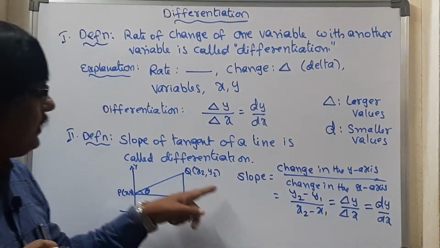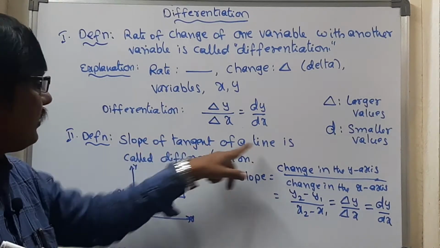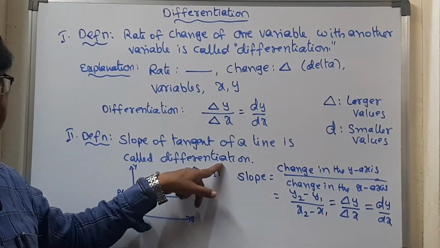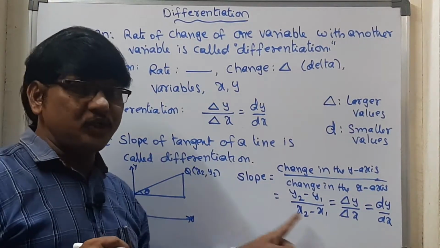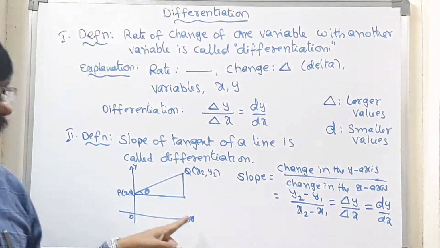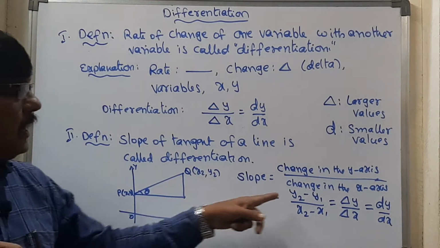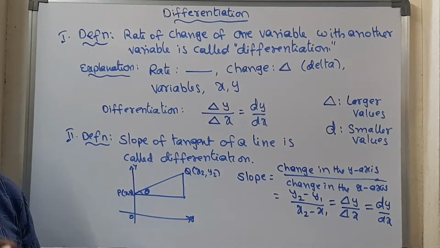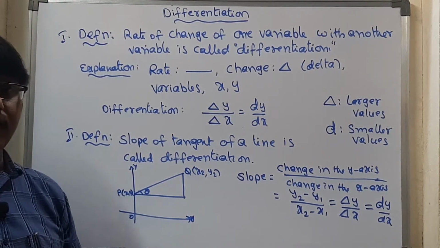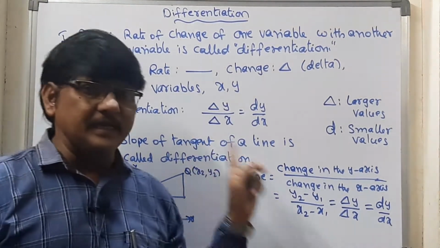And already the slope of a tangent of a line is called differentiation. So this is differentiation only, no? In this way, this is the second definition of differentiation. What is differentiation? Slope, which is given as y2 minus y1 over x2 minus x1, that is dy by dx. This is the second definition.